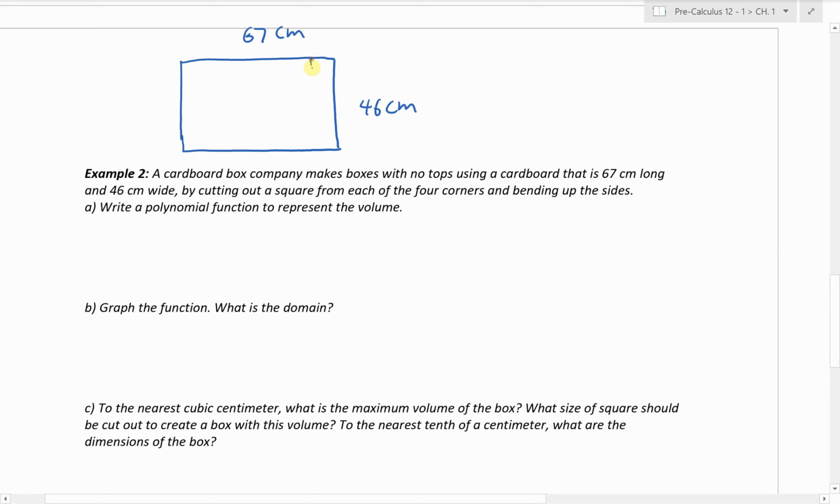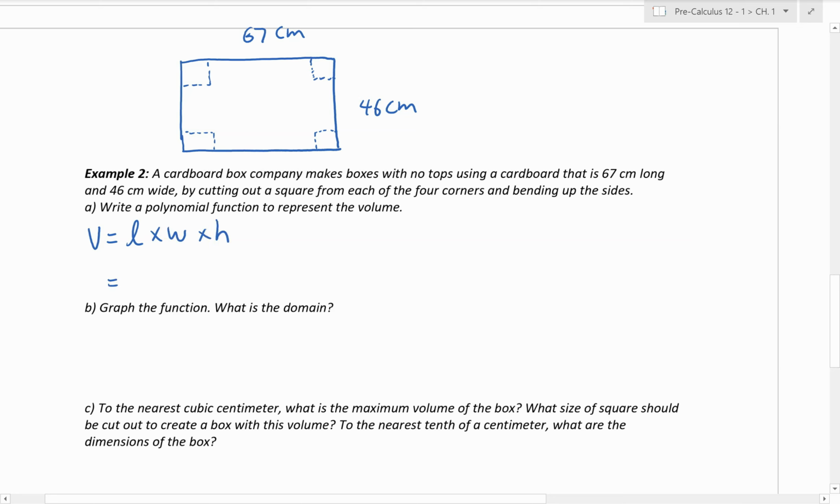If we cut a little square at each corner, and of course these four squares have to be the same size, and then you fold along the edges, it forms a box with the top open, right? There's no top. Okay, so we are going to write a polynomial function to represent the volume. Now remember, in general, this is going to be a rectangular box, a rectangular prism. So volume is equal to length times width times height.